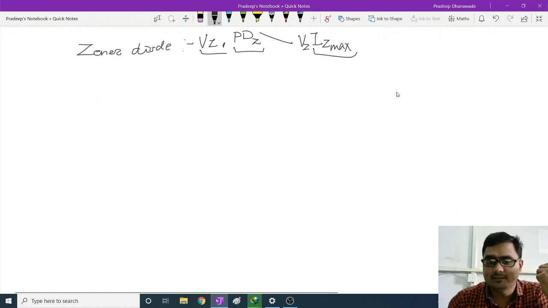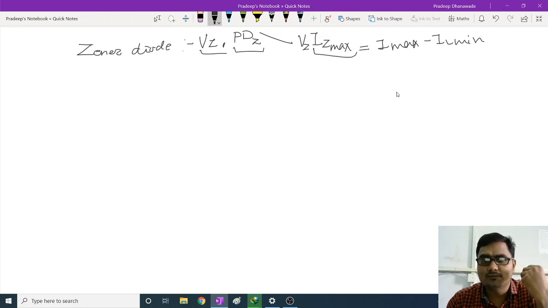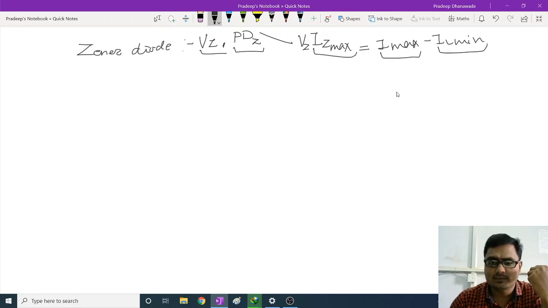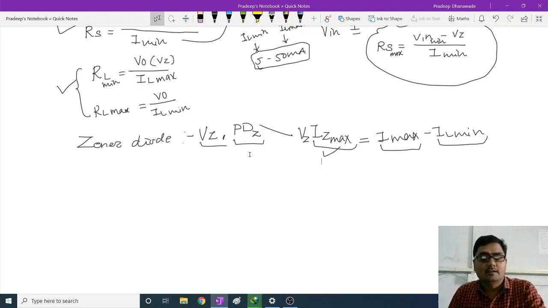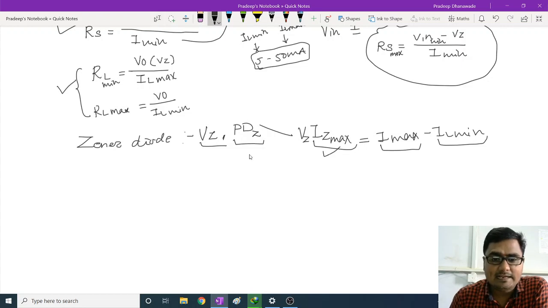So this will be equal to I max minus IL minimum. Now look at this. You have to calculate I max. IL minimum, if it is not given, you have to calculate, and then by this you can easily calculate Iz max. And then by multiplying Iz max with Vz, you will get the power dissipation. Right?